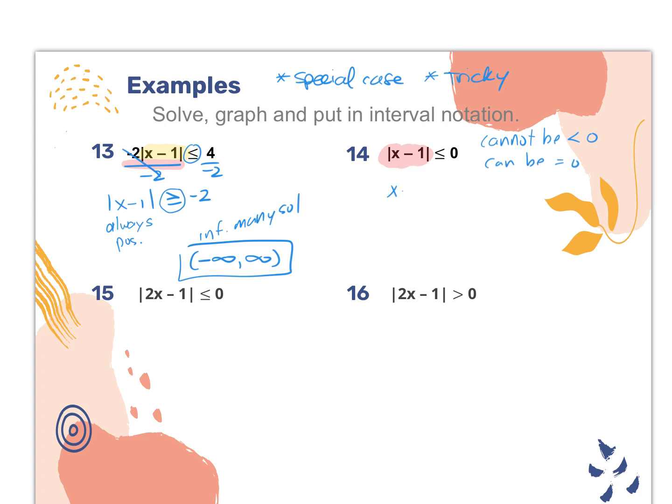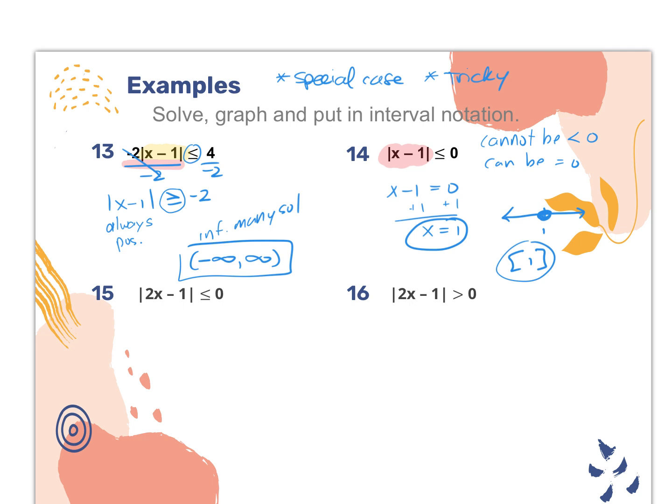So we need to figure out, well, what value is going to make this equal to 0? And we add 1 to both sides, and we're like x is 1. So the only thing that works here is when x is 1. If x is anything else, we're going to be always greater than 0, and it's not going to meet the criteria here. So we have one simple solution. So obviously on a graph, that's represented by just a dot. In interval notation, we just do this, okay? And we just do 1.